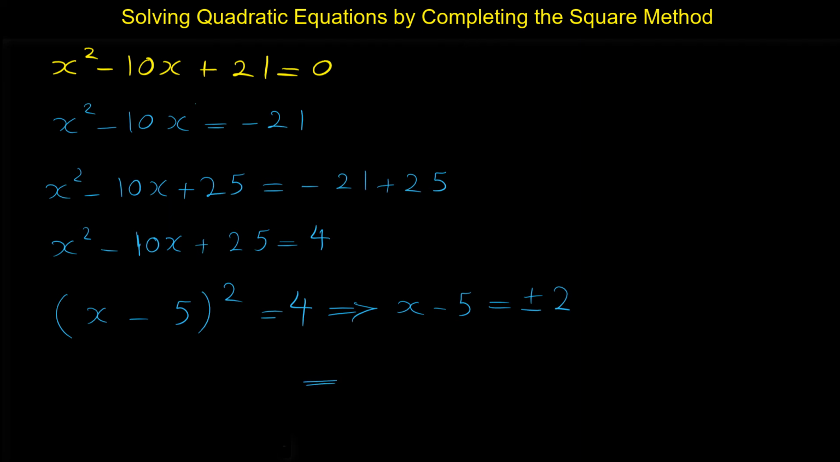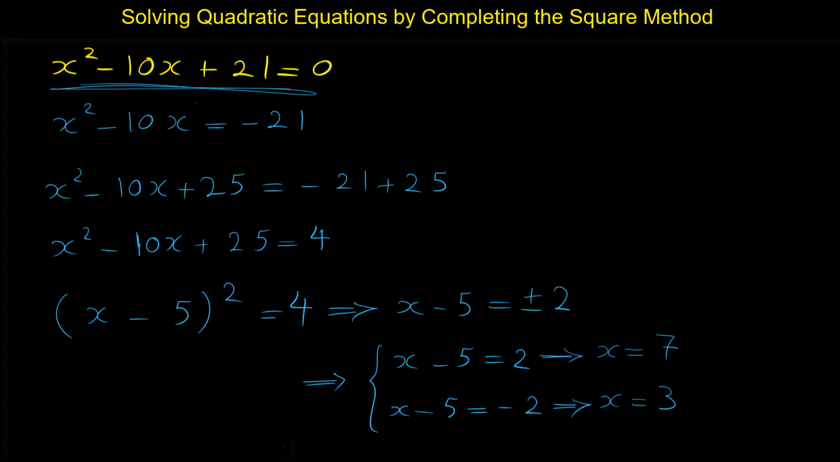Now we have two equations. x minus 5 is 2, x minus 5 is negative 2. If we move negative 5 to the other side of the equation, x is 5 plus 2, which is 7. And in the second equation, if we move negative 5 to the other side, x is 5 minus 2, which is 3. These are the two answers of this quadratic equation.